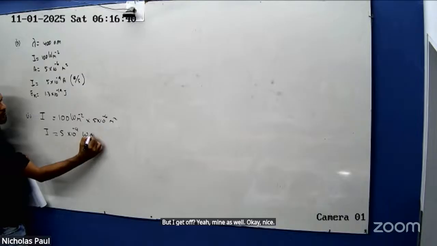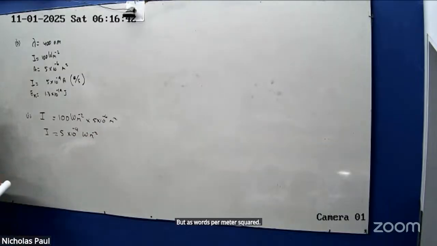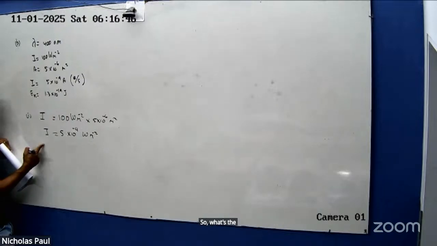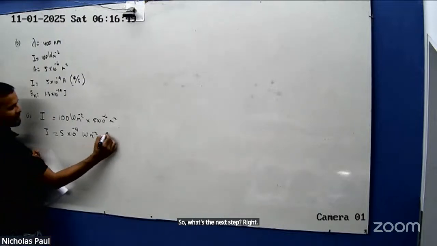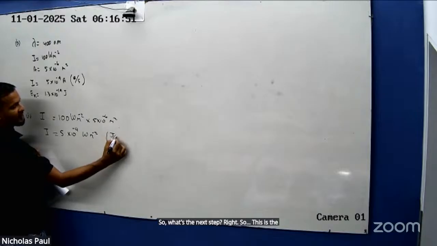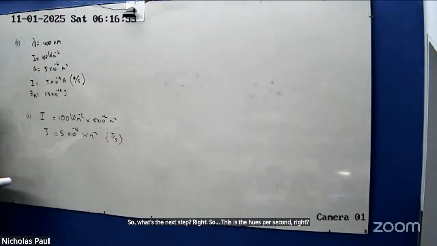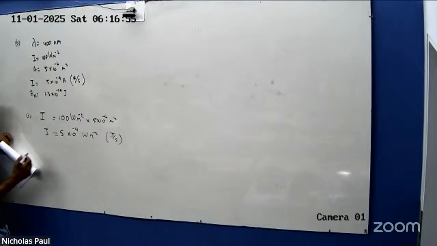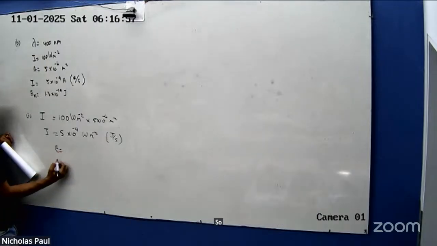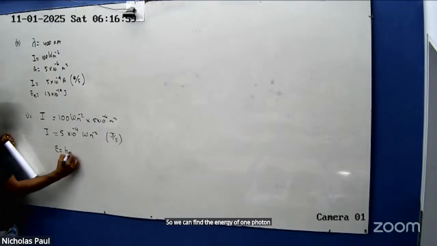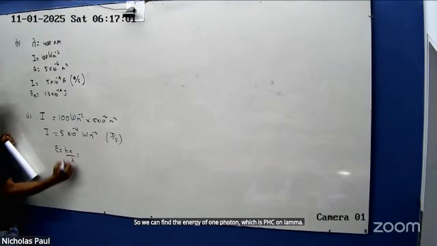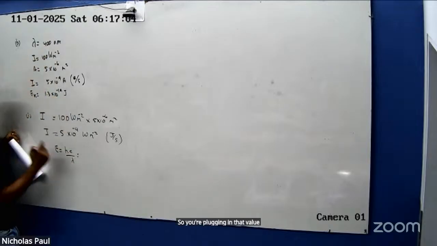So that's watts. They asked for the number of photons, right? So what's the next step? So this is the joules per second, right? So we can find the energy of one photon, which is hc on lambda. So you're plugging in that value, what will you get?